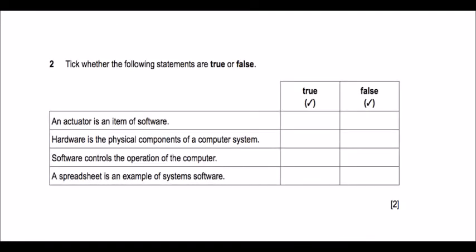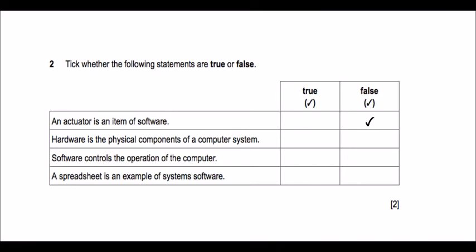Let's see the next question. This one says, an actuator is an item of software. No, an actuator is hardware. It's not software. We are going to talk about this in chapter 2. Don't worry, I will teach you what an actuator is. But for now, just know the answer is false. Actuator, it is not software. It is hardware. Now, next one.